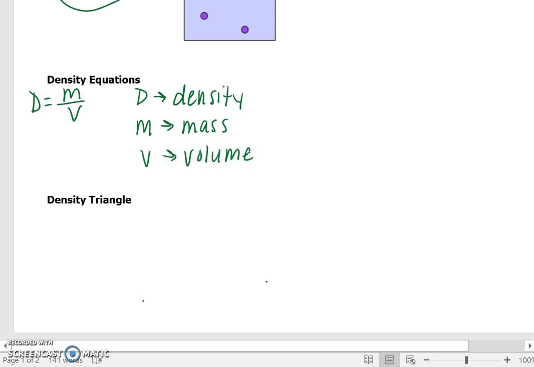Now this equation would work great if we were solving for density, but oftentimes we're going to have to solve for the other variables as well, and so we need to be able to manipulate this equation in order to solve for any variable. So if I wanted to solve for mass, so if I wanted to solve for the M, right now M is being divided by V, and so I could solve for M by just multiplying by V on both sides. And so my second density equation might be that mass equals density times volume.